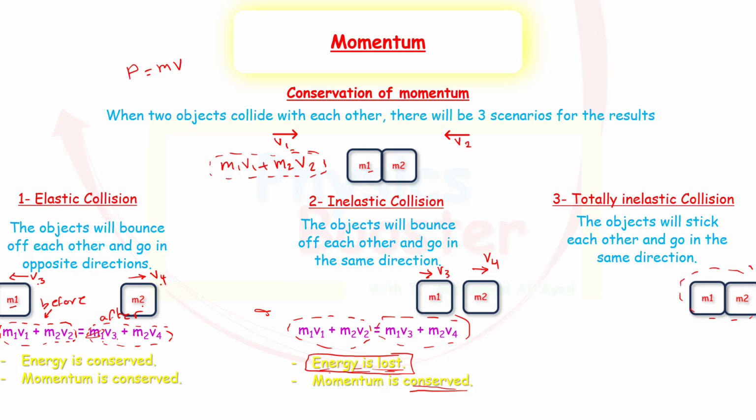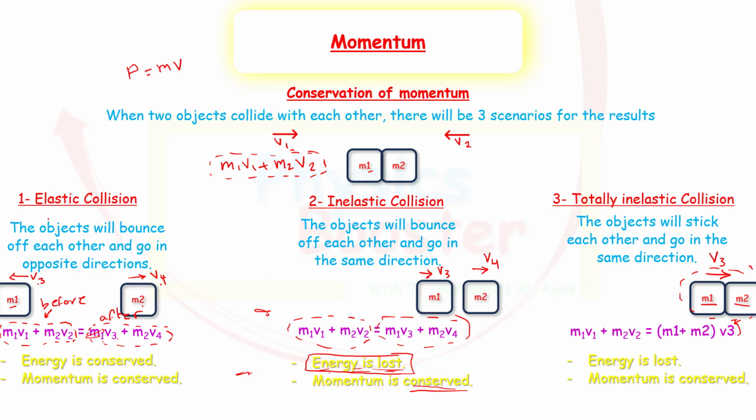So if I want to find the momentum before and the momentum after, the momentum before is clear, it's equal to m1 v1 plus m2 v2. But after that, we see that they are moving in the same direction with one velocity. It's like they become one mass. So we can say that the momentum after is simply the mass of the first object plus the mass of the second object multiplied by the velocity of these objects. In this case, momentum is also conserved, but also energy is lost.